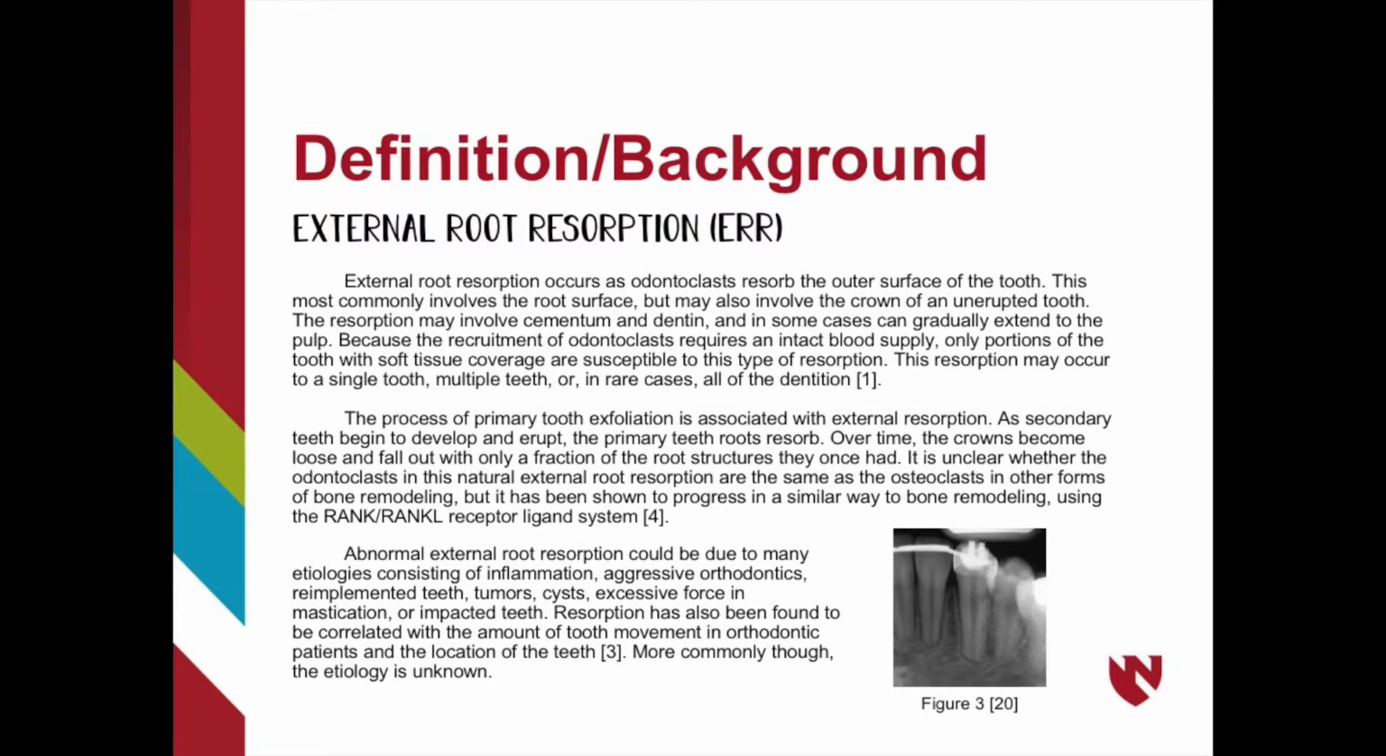External root resorption occurs as odontoclasts resorb the outer surface of the tooth. This most commonly involves the root surface, but may also involve the crown of an unerupted tooth. The resorption may involve cementum and dentin, and in some cases can gradually extend to the pulp. Because the recruitment of odontoclasts requires an intact blood supply, only portions of the tooth with soft tissue coverage are susceptible to this type of resorption. This resorption may occur to a single tooth, multiple teeth, or, in rare cases, all of the dentition.